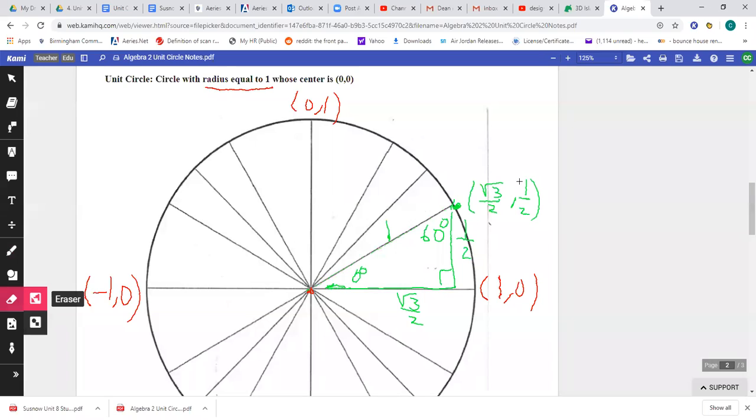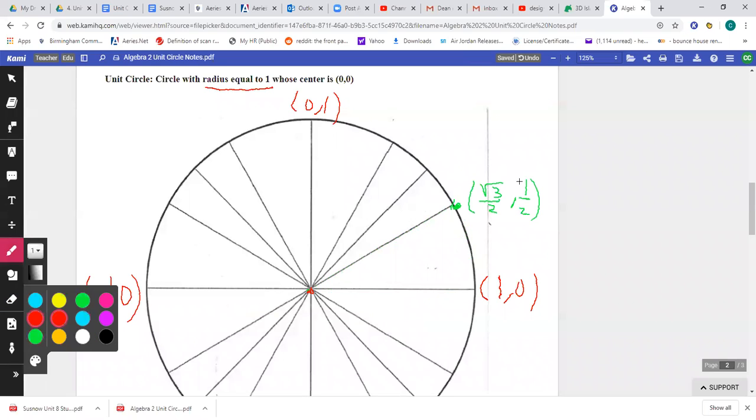So I'm going to move on to the next angle. After I do a couple, you'll see what's going on here. So what I'm going to do on the unit circle is label this as 30 degrees, because that was when this angle here was 30 degrees, right? Now I'm going to go to the next line. And this line is actually going to be a 45-degree angle.